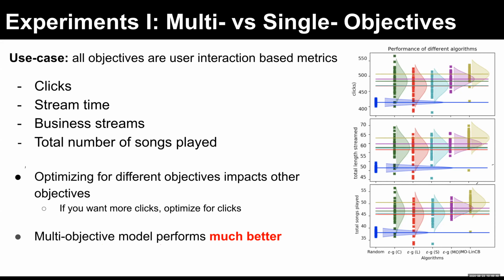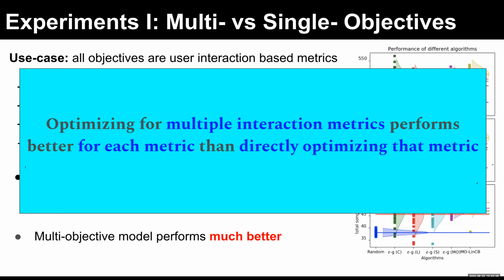And it also might have a regularization effect, as somebody mentioned on chat as well. But again, very exciting empirical findings, which suggest that maybe there is some structure between these objectives, which might help some of your models learn better. So the takeaway is that optimizing for multiple interaction metrics performs better for each metric than directly optimizing for that metric itself. The sum is greater than the parts, essentially.